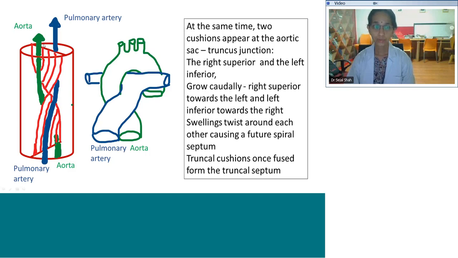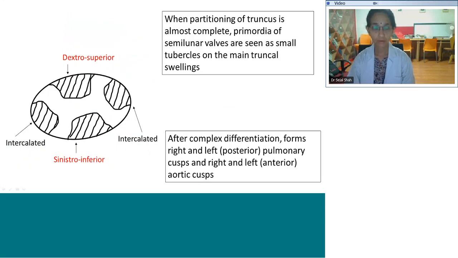So you can see here two cushions appearing on the right and the left side, and then these cushions start growing caudally. The right superior cushion grows caudally but towards the left side, and the left inferior cushion grows caudally but towards the right side. And this is how you have these swellings which twist across each other and then form a future spiral septum. These cushions, as you can see here, over time will fuse with each other also, forming a complete septum.